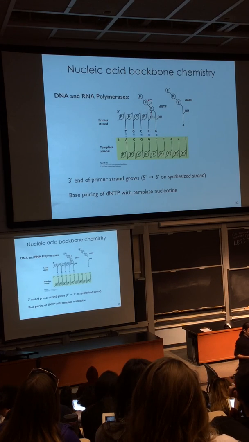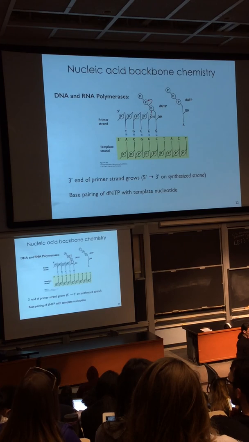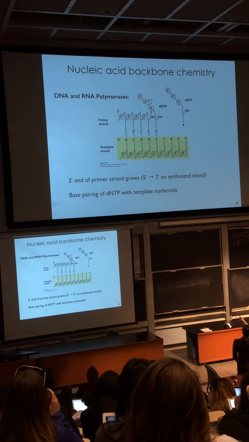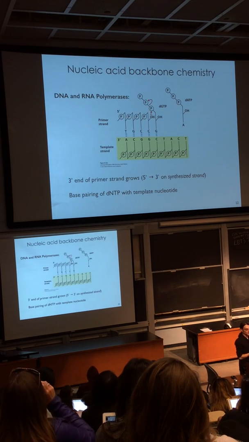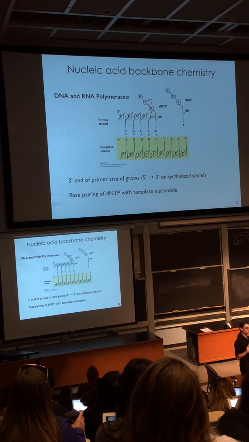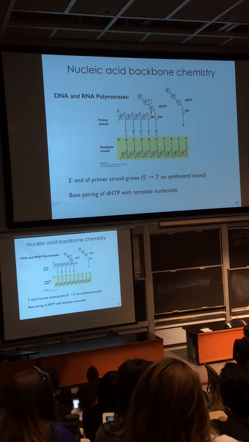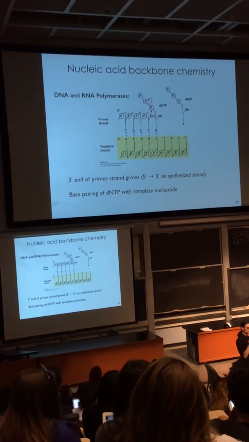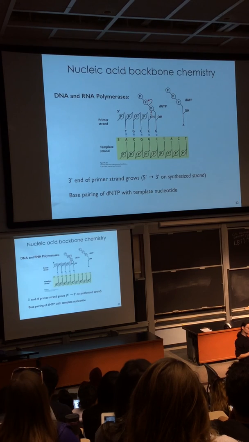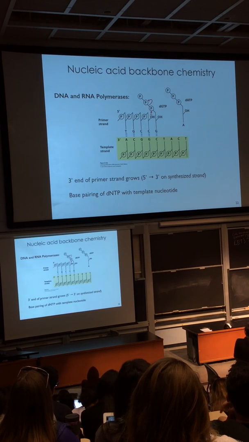And of course, when DNA and RNA polymerases are synthesizing this, they do essentially the same chemistry regardless of what the nucleotide is, and the way they ensure that they're making a copy is by monitoring the base pairing of the dNTP with the template strand before they commit to carrying out the chemistry.